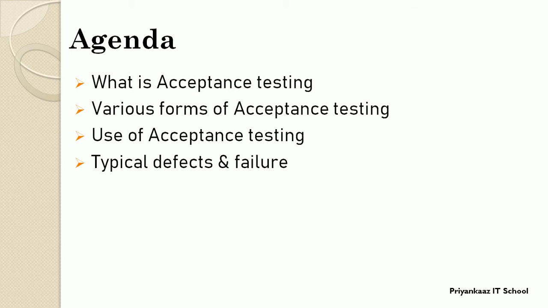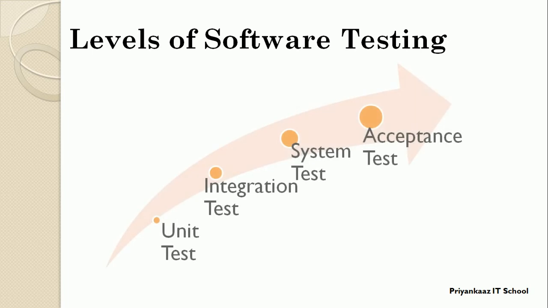So first of all, what is exactly acceptance testing? Acceptance testing is the fourth level of software testing, right? Where software is tested for its acceptability. In this testing type, the customer evaluates the compliance of the software with its business requirements and checks whether the software is acceptable for delivery or not.